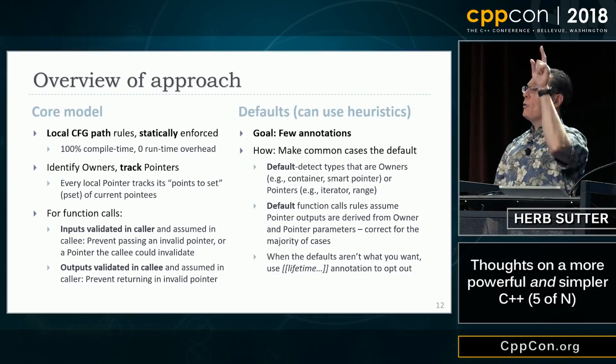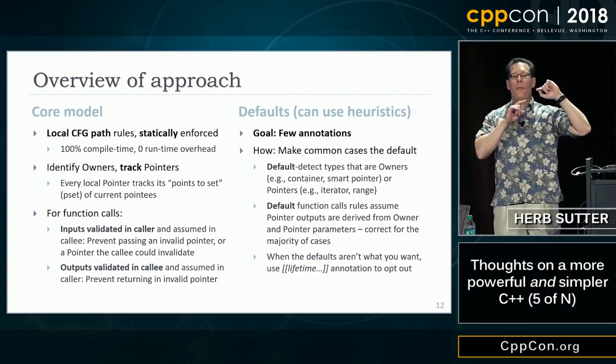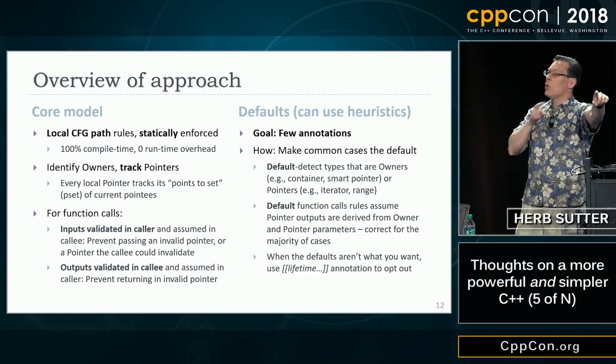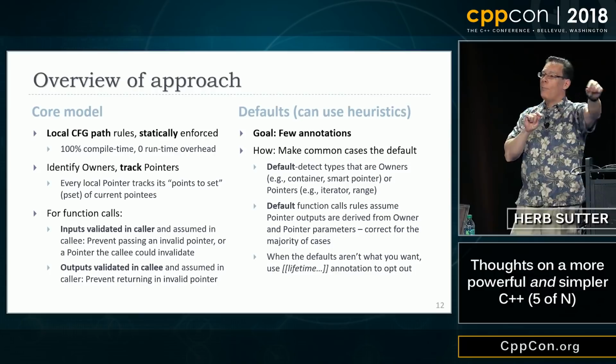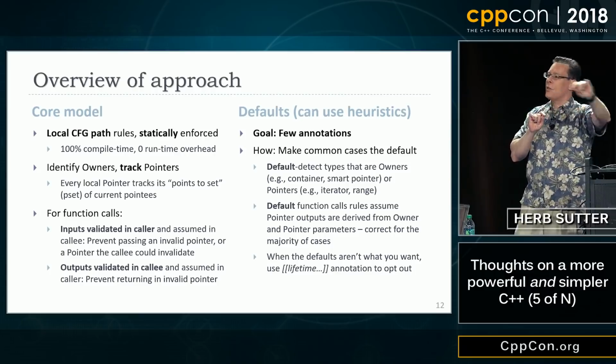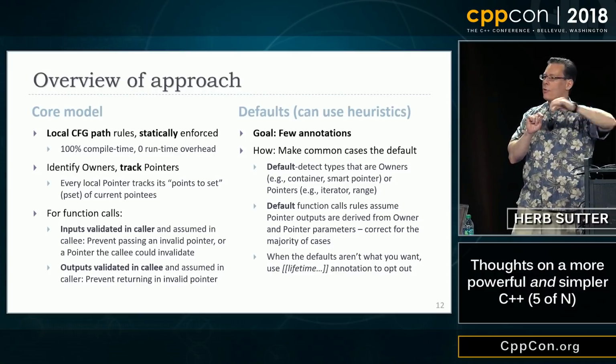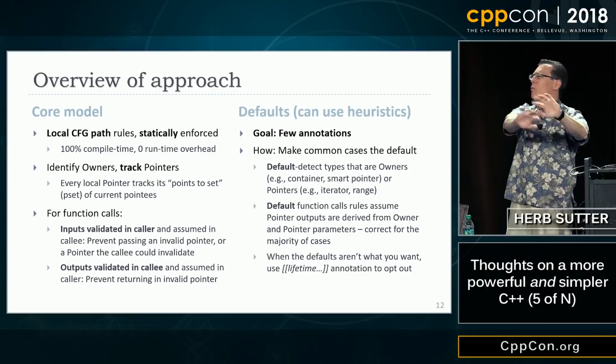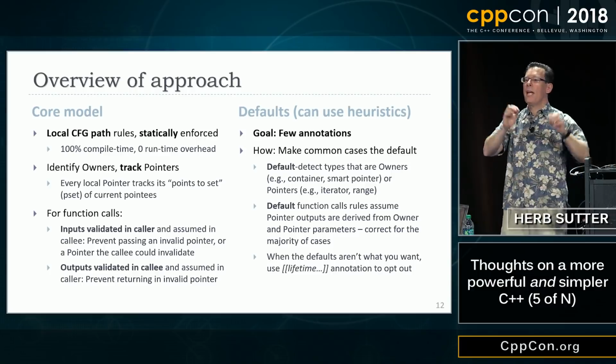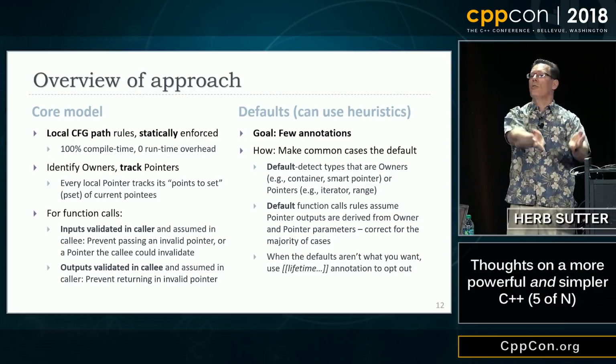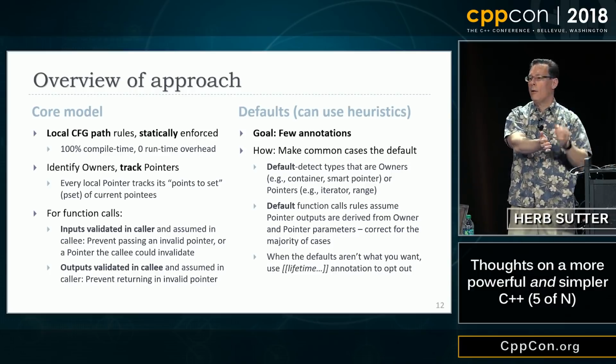Then there are pointers with a capital P that refer to somebody else's storage but do not own it. That's a raw pointer or a reference. It's a string view. It's a span. It's an iterator. It's a range. It's a filter view from the ranges TS. They're all just that thing. And we don't worry about the details of all those types. We just say there are pointers. They point to something they don't own.